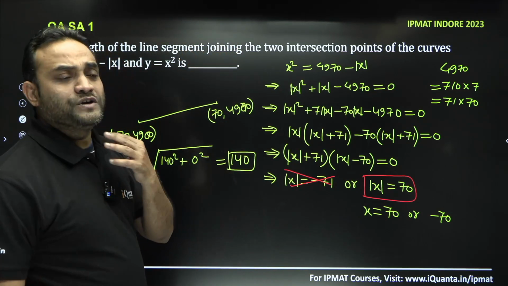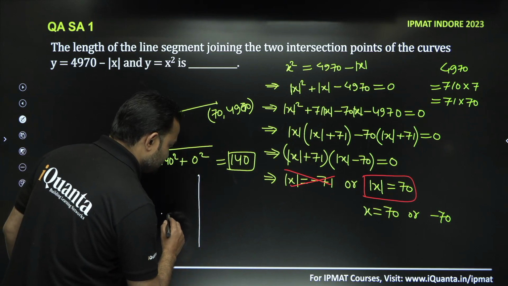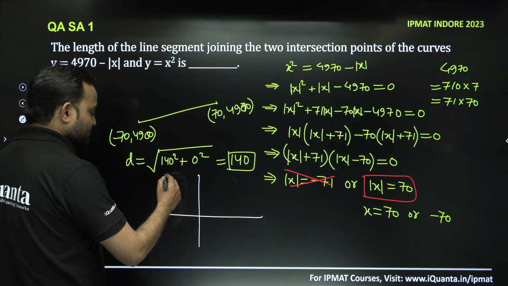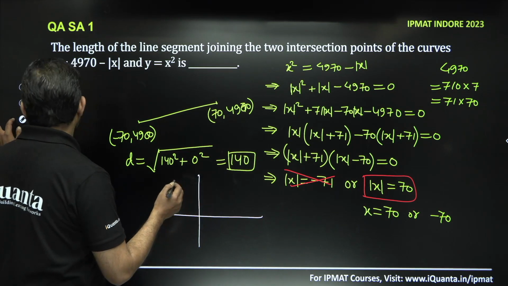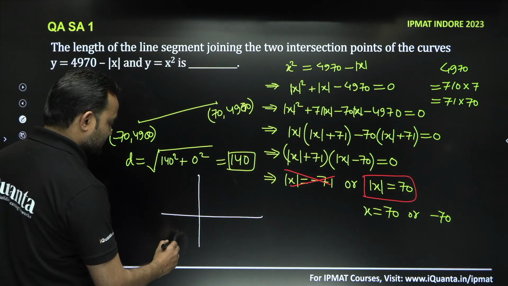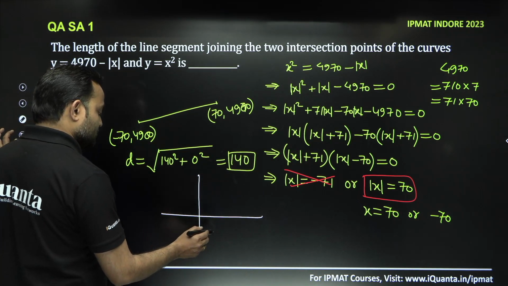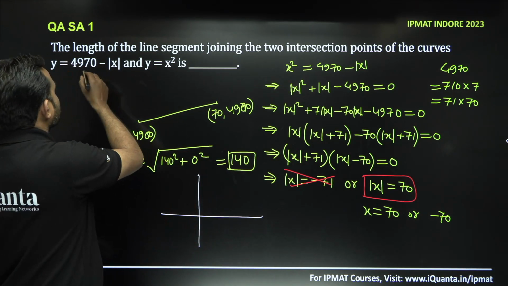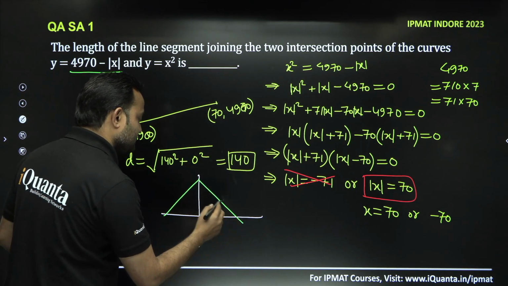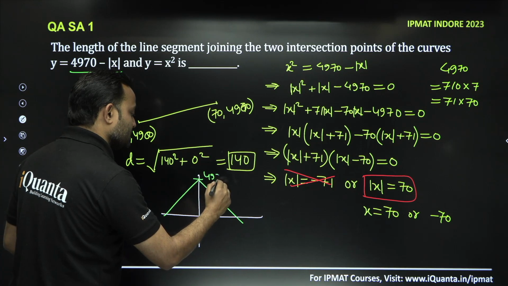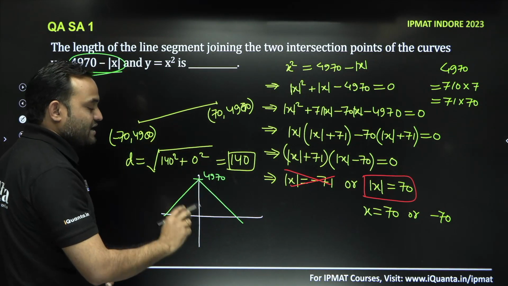Now if you try to visualize this, let me help you. Mod of x is something like this. This is the graph of mod of x. So if I want to draw the graph of minus mod of x, this will be something like this. And if I want to draw y is equal to 4970 minus mod of x, this will shift a little upward like this, where this value will be 4970. So this is the graph of 4970 minus mod of x.